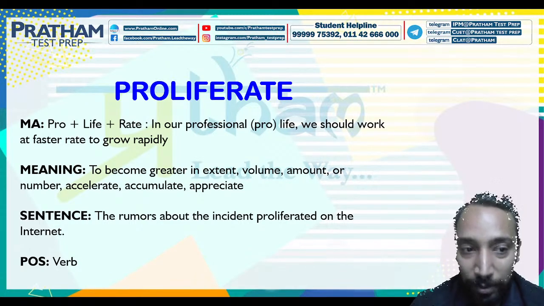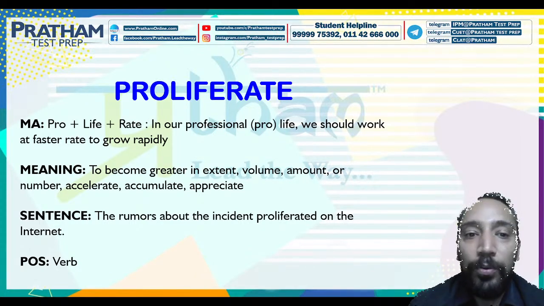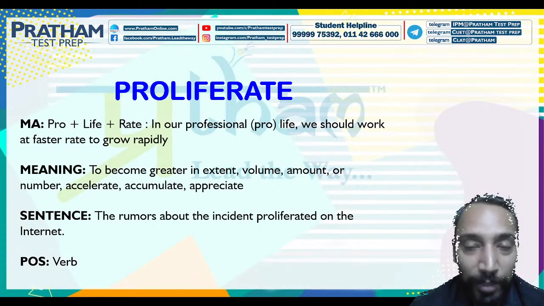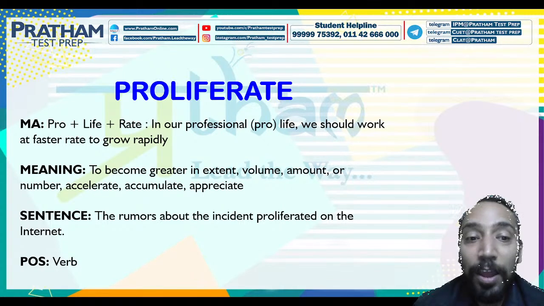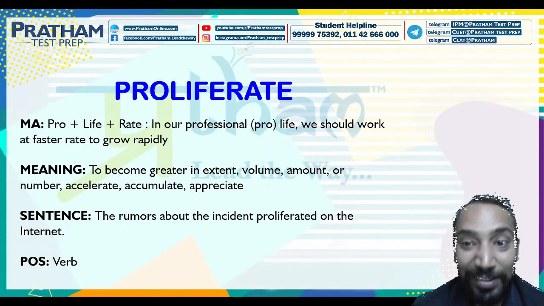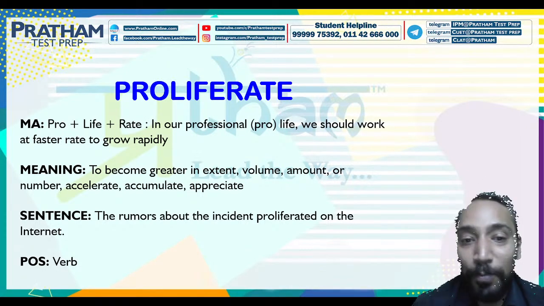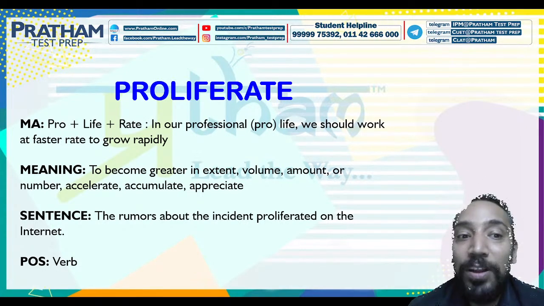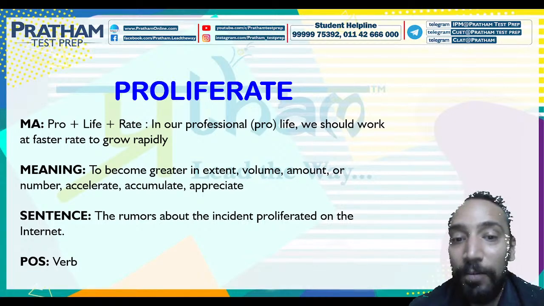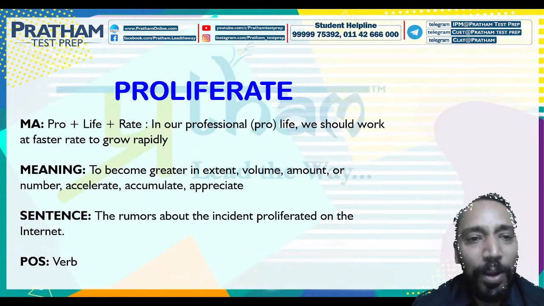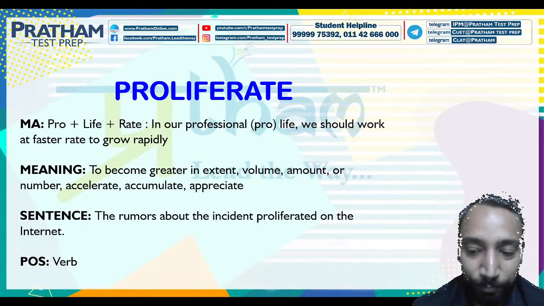It's a verb, okay? In a sentence, we can use this word as, the rumors about the incident proliferated on the internet. Well, we all know that, right? The rumors spread like fire. So they proliferate on the internet. They spread like fire. So the rumors about the incident spread rapidly. So they proliferated on the internet. I believe that's quite an easy word to remember.